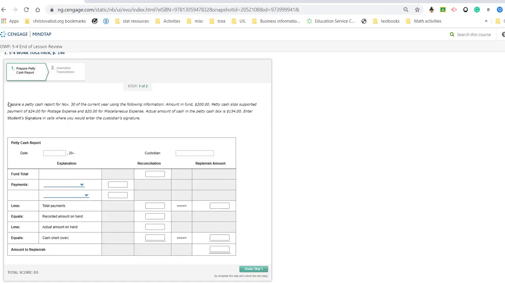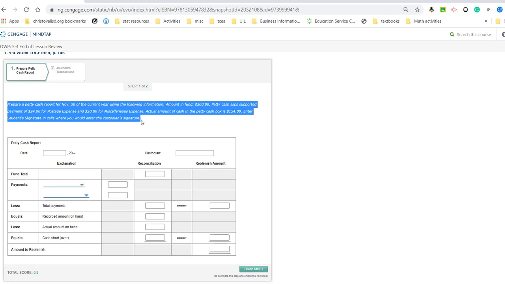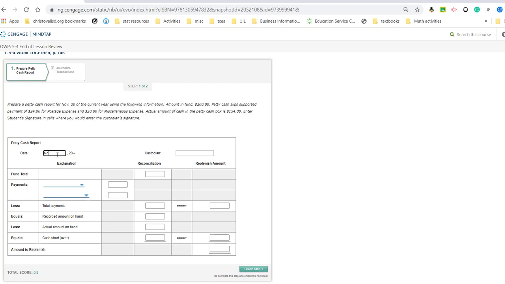So you have to read carefully the wording up here. It's going to tell you everything that you need to know. It's not going to be a box you can pull over. And so it's going to tell you the date, November 30th, and custodian's signature is, student signature, excuse me. Is what you put in the custodian spot.